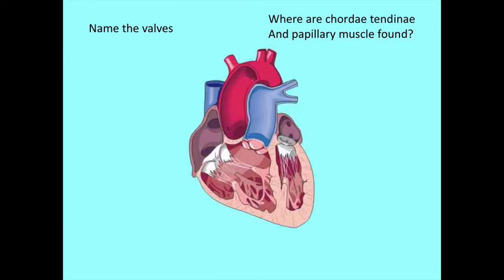So we know the valves, right? We know that there are the right and left AV valves, the tricuspid on the right and the bicuspid on the left. The bicuspid, probably most commonly, is also referred to as the mitral valve. Those are the ones with the valve leaflets that have chordae tendineae, which attach to the inner wall of the ventricles via the papillary muscles. The papillary muscles are only found in the ventricles. The chordae tendineae are only found on the AV valves.